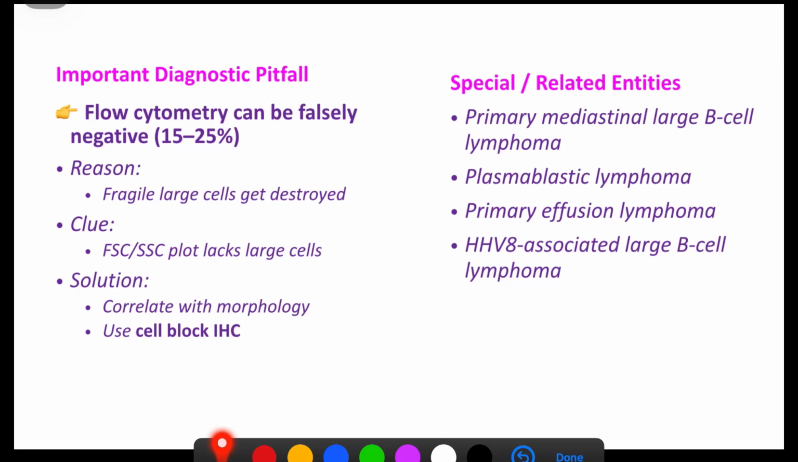Some special or related entities include primary mediastinal large B cell lymphoma, plasmablastic lymphoma, primary effusion lymphoma, and human herpes virus 8 associated large B cell lymphoma. We will discuss all these in detail in previous sections.